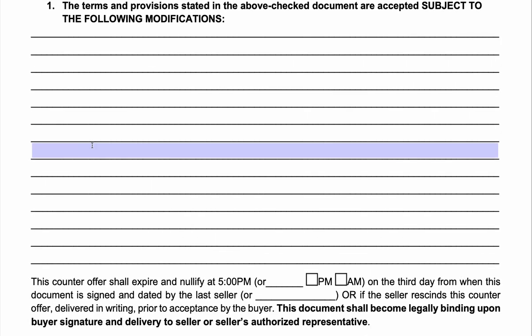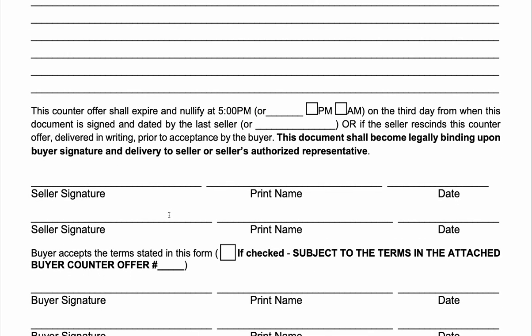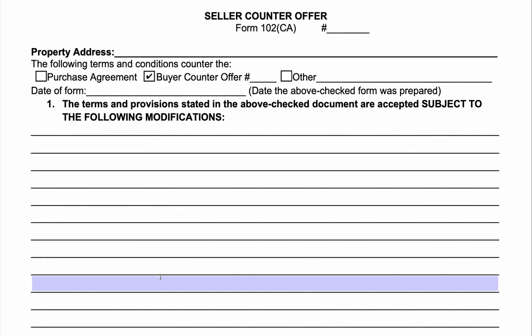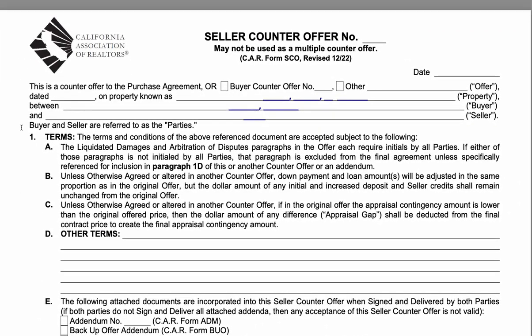So you have all this space to put in whatever you might need, an automatic expiration, or you can change it and say that this expires the next day or whenever. The seller signs and then the buyer can sign, or the buyer can counter. But this is what a counteroffer should look like. That's it. Not this mess that we have over here where they put in all this nonsense about proportions of deposits and proportions of appraisal contingencies changing if anyone counters the price in any counteroffer.